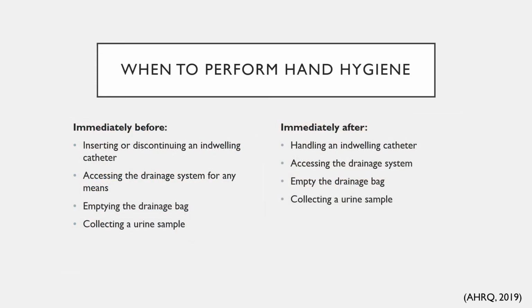It is important to perform hand hygiene before and after any patient care. However, in this case, we will pay attention to particular times to perform hand hygiene as it pertains to CAUTI prevention. It is best to perform hand hygiene and don or doff gloves immediately before and after inserting or discontinuing an indwelling urinary catheter, accessing the drainage system for any means, emptying the drainage bag, or collecting a urine sample. Also, keep in mind that if your hands are soiled, it is best to use the soap and water method for hand hygiene.